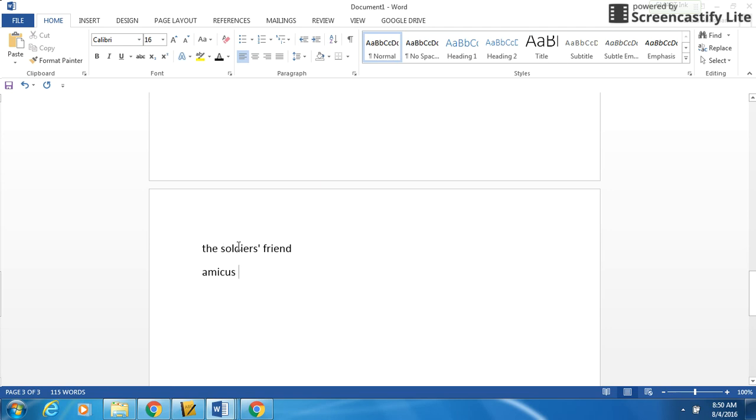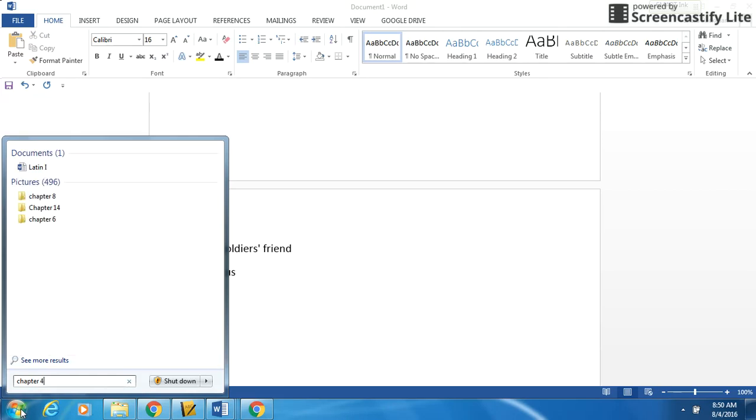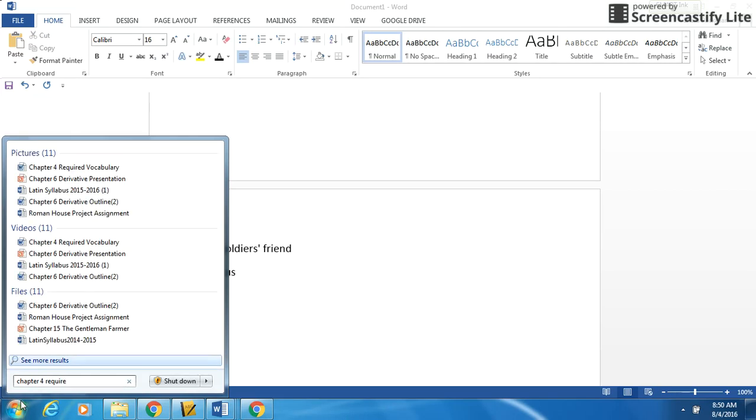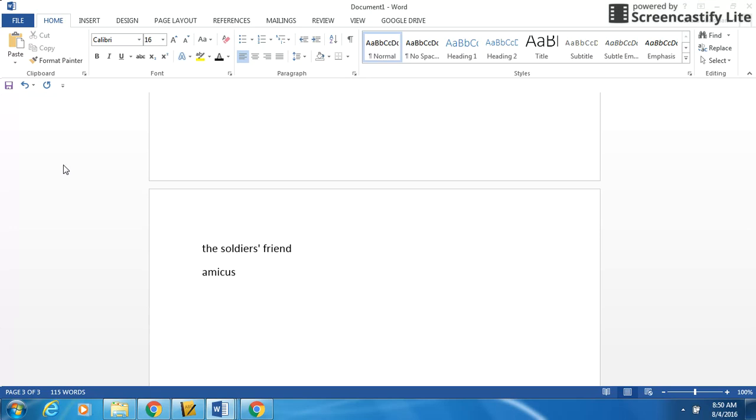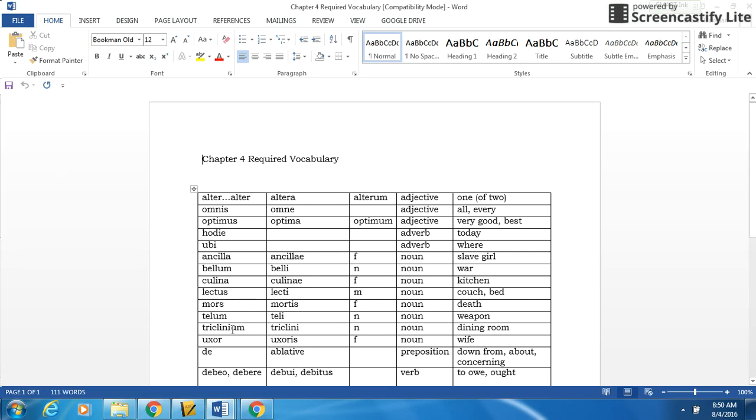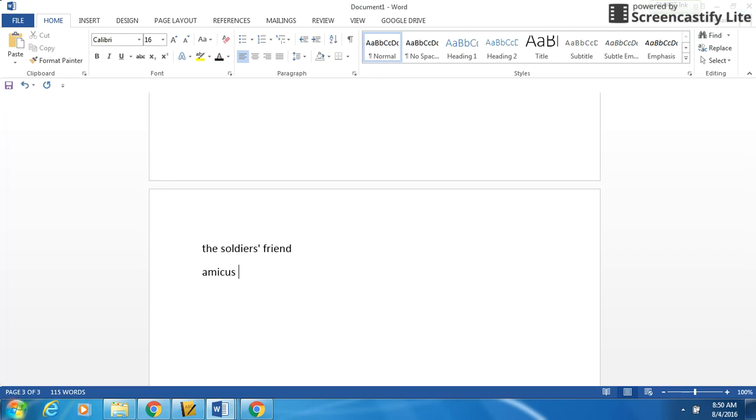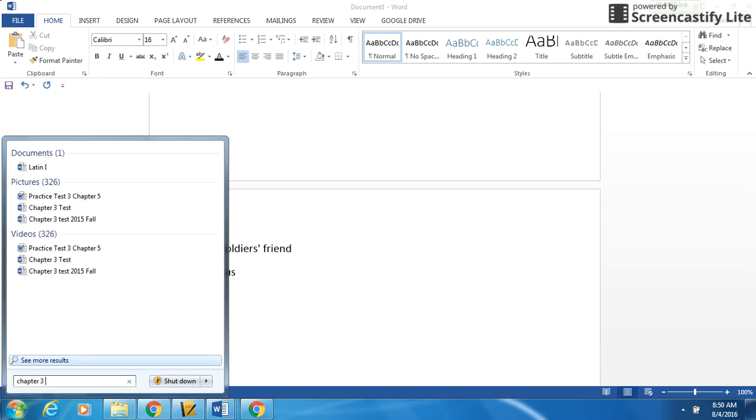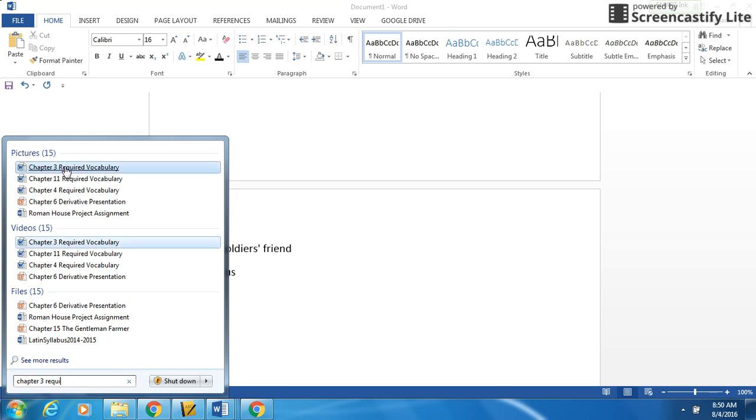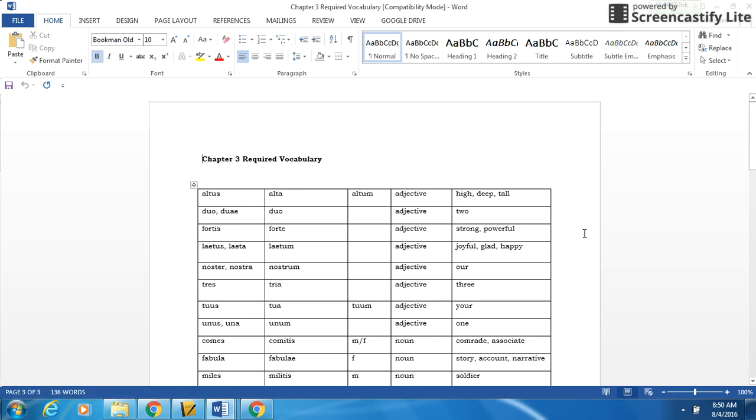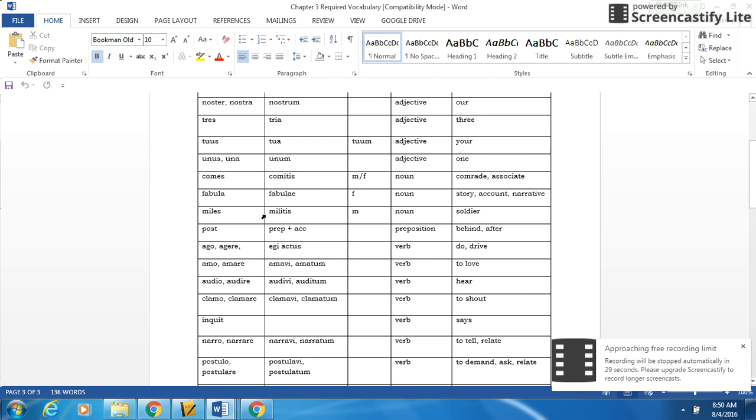Now, we need to say of the soldiers, or the soldiers plural. So we have to look up the word for soldiers. I'm pretty sure, let's see. It might be in chapter 4 vocab. I'm not entirely sure where it is. Negatory. It must have been in chapter 3. Let's see. Chapter 3 required vocab. Aha! So there's our word, miles, militis.